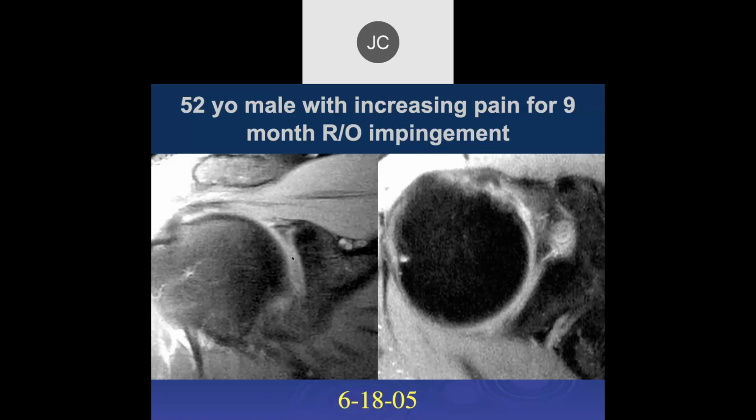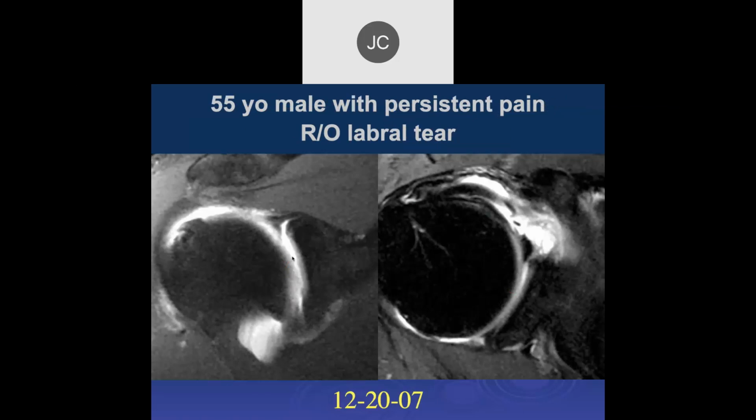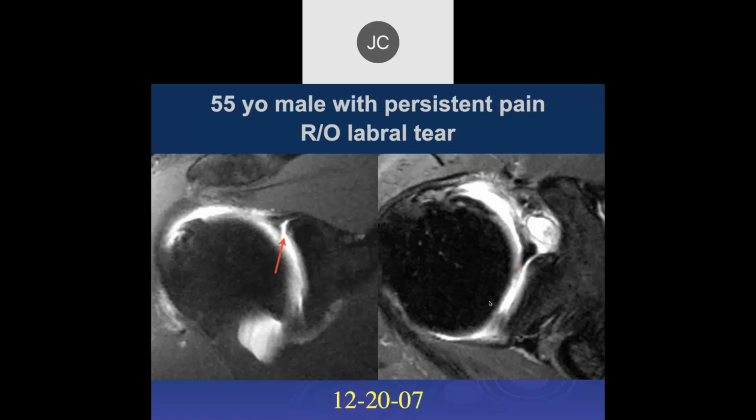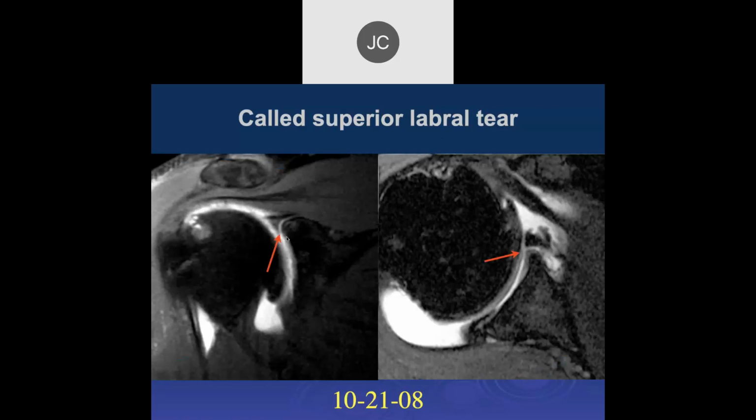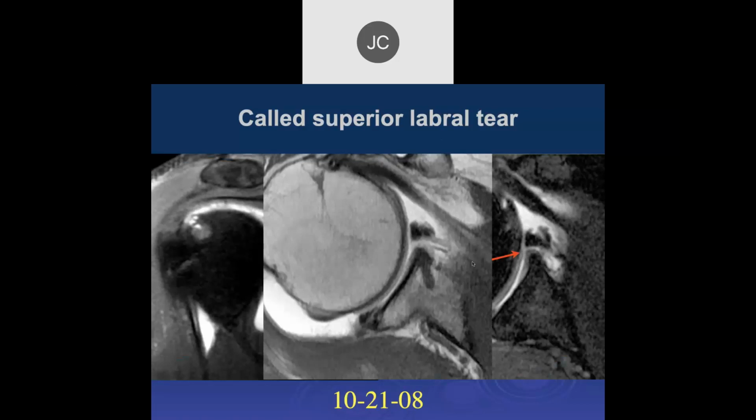Anyway, this wasn't called a tear. They didn't do surgery at this time. He came back again. This was called a superior recess. The biceps anchor looks fine. The superior labrum actually looks pretty good, but this was called a superior labral tear. Again, I think this fits all the criteria for a normal superior recess. The patient had surgery, and it didn't work out terribly well. The radiologist missed the boat.